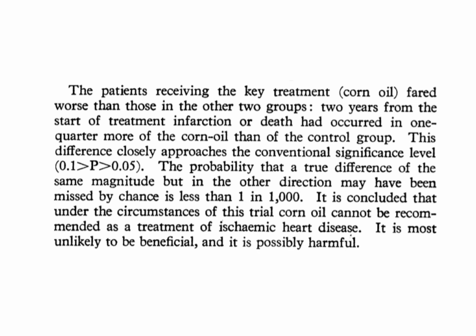2 years from the start of treatment, infarction or death had occurred in 1/4 more of the corn oil group than the control group. This difference closely approaches the conventional significance level, so it wasn't quite statistically significant, but it was very close to it. It says the probability that a true difference of the same magnitude but in the other direction may have been missed by chance is less than 1 in 1,000. So that means the chance that the corn oil was actually good for these people and that they had somehow missed it by a statistical quirk, they say is less than 1 in 1,000.